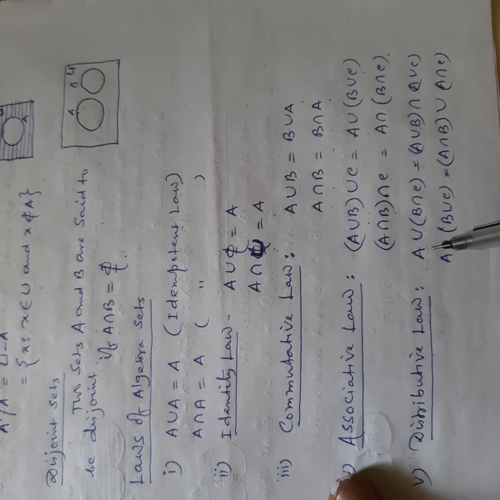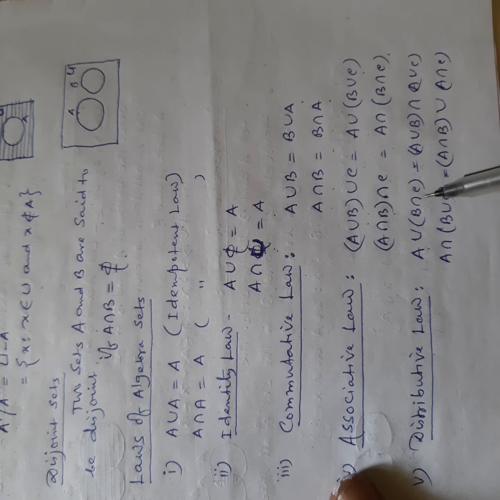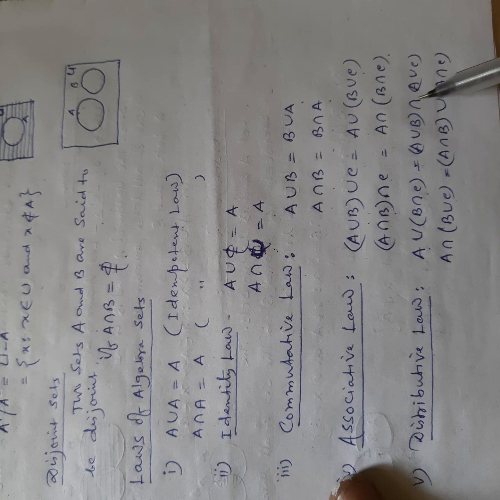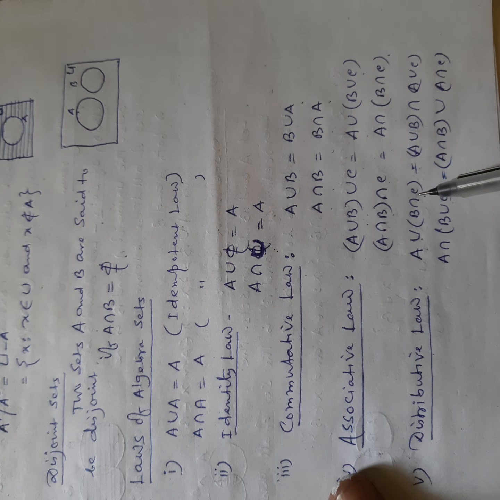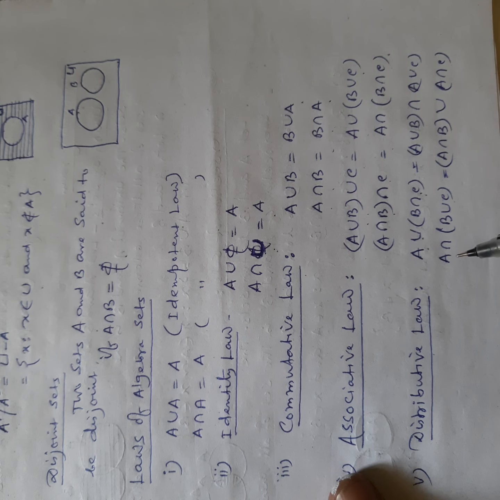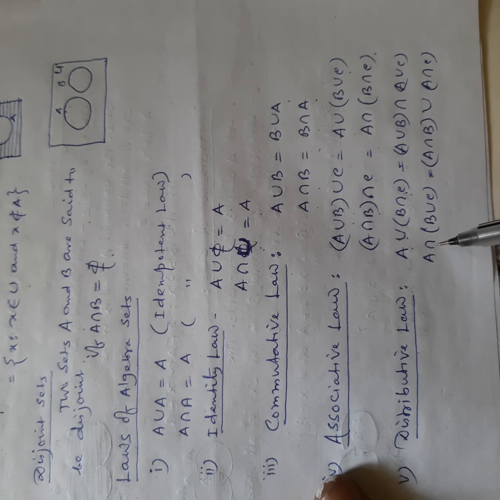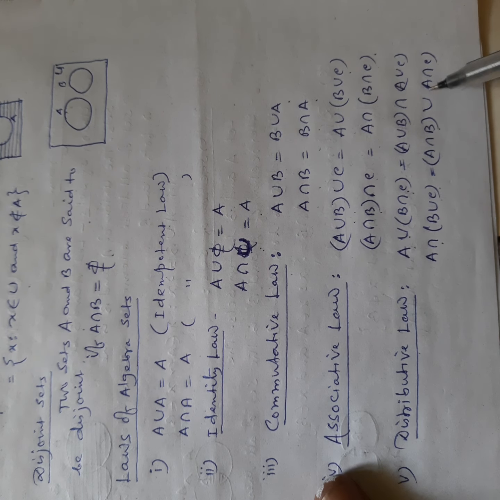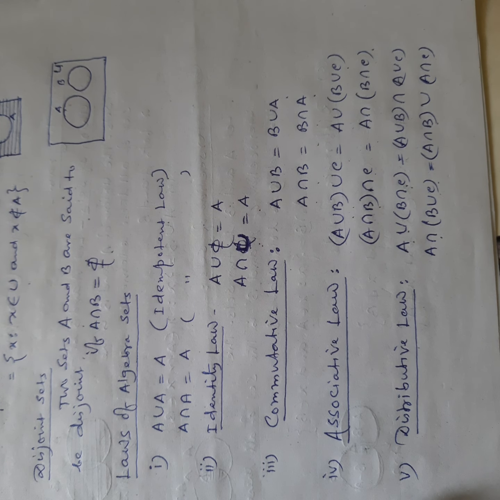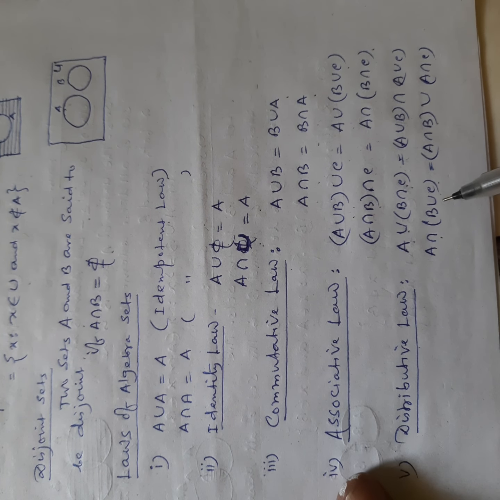Distributive law, A union (B intersection C) equals (A union B) intersection (A union C). Here union is distributive over intersection. Secondly, A intersection (B union C) equals (A intersection B) union (A intersection C). Here intersection is distributive over union.